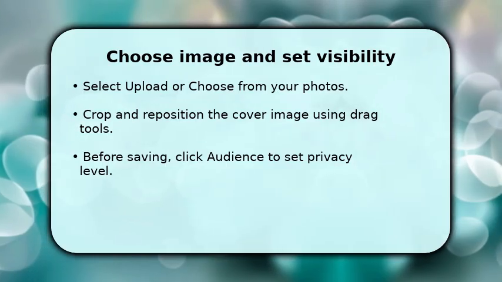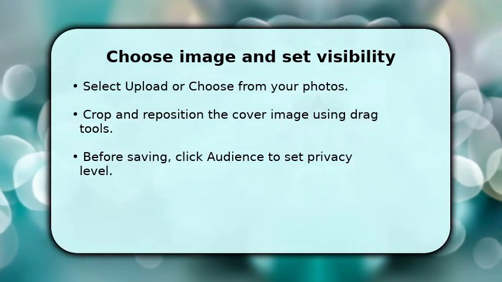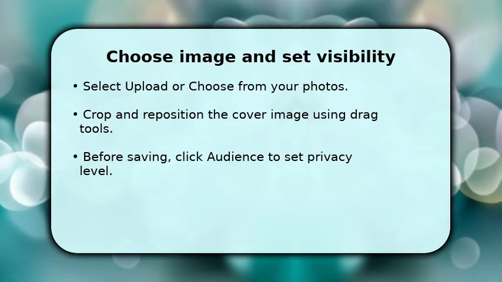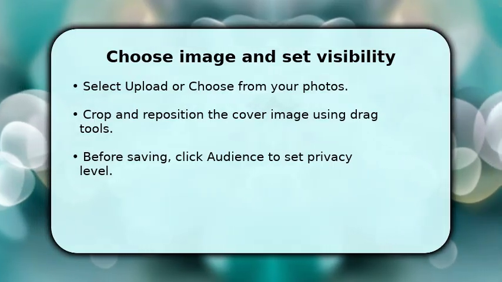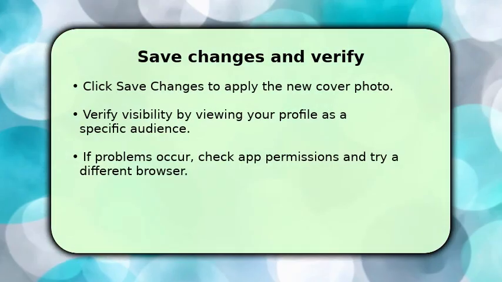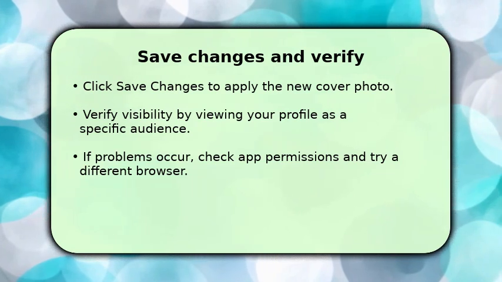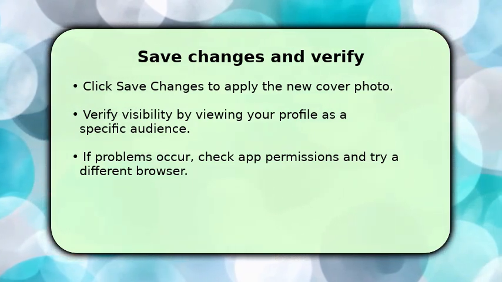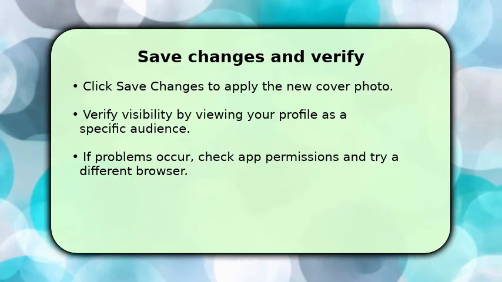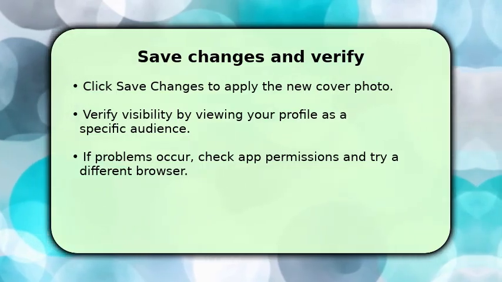Once positioned and privacy is chosen, you're ready to finalize. This step prevents save changes to commit the new image and privacy choice. Don't skip this. After saving, immediately use View As or Profile View settings to confirm the image appears and that the privacy level behaves as you intended.